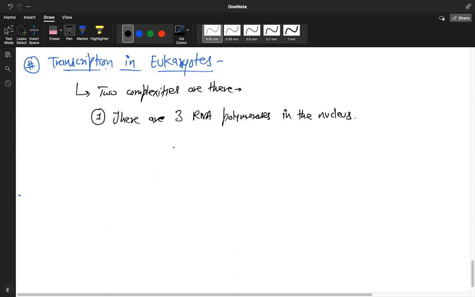Now these RNA polymerases are simply named, numbered in Roman numerals. The first one is called RNA Pol 1, RNA polymerase 1. And this one transcribes, write down, RNA polymerase 1 transcribes rRNA.